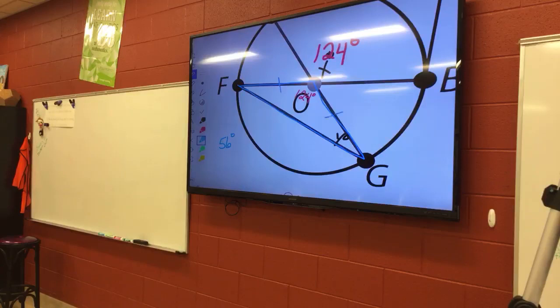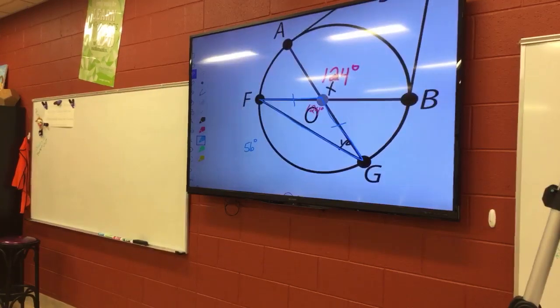Why is it an isosceles triangle? Because two of the angles are the same, which corresponds to the sides. It makes two of the sides the same. But how do I know that those two sides are the same? Vertical angles? No. They're radiuses. FO and OG are radiuses, aren't they? Remember I told you those dang radiuses are hard to pick out, and they shouldn't be, should they? So if those two are congruent, it means these two angles are congruent.